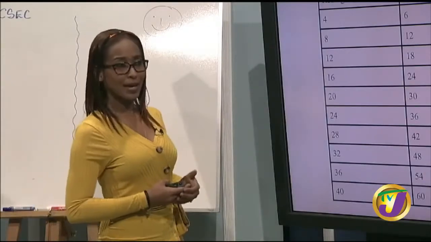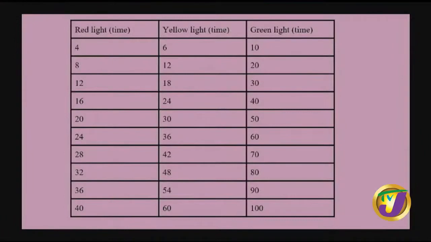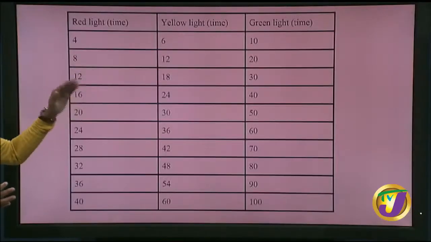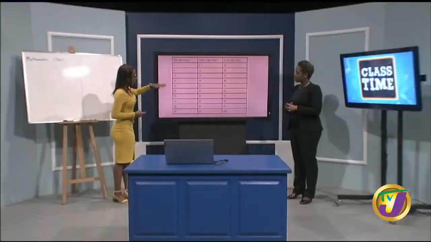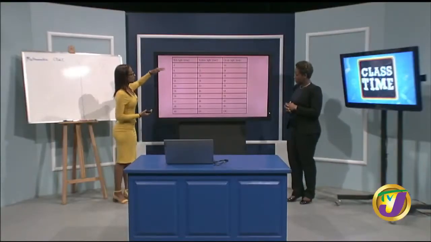So here we have our red light, yellow light, and remember we're looking at time in seconds here. Our green light. So we would have started listing from the very first time all lights would have started flashing. So we have our red light at 4 seconds, our yellow light starting at 6, and our green light starting at 10 seconds.